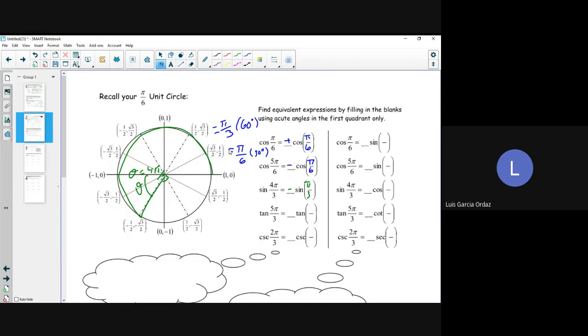And then the next one, we have 5 pi over 3, which lands in what quadrant? The fourth quadrant. So this is 5 pi over 3, and we need to find this acute angle. Is tan positive or negative in the fourth quadrant? Negative. And what is our related acute angle? Pi over 3.